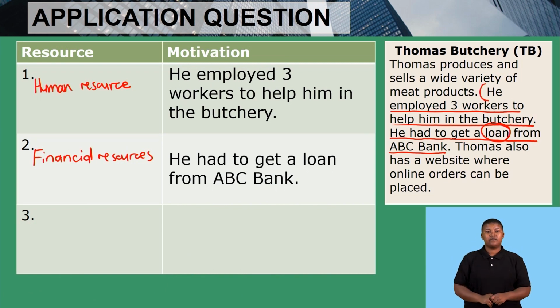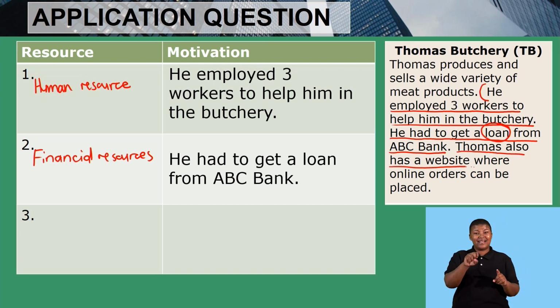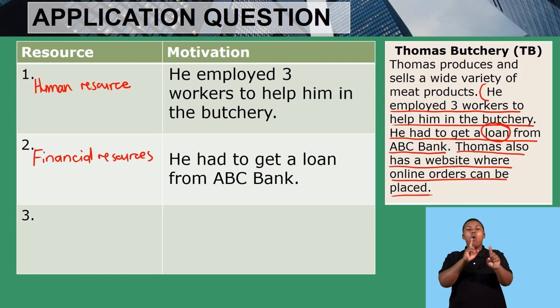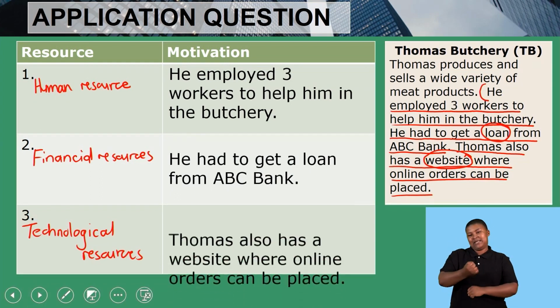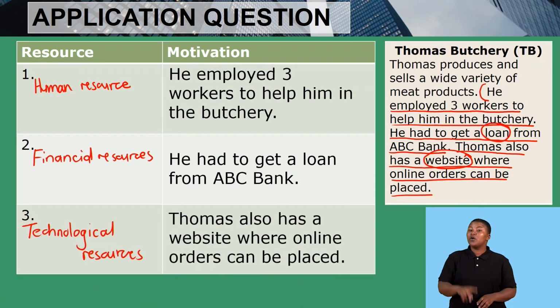the scenario. And then the last sentence in the scenario says, Thomas also has a website where online orders can be placed. So a website refers to technology. So it's our technological resources. And again, we quote exactly as it is stated in the scenario: Thomas also has a website where online orders can be placed. So identify means we have to get the answer out of the scenario. Only 3, don't give more than 3, and quote exactly as it is given in the scenario.